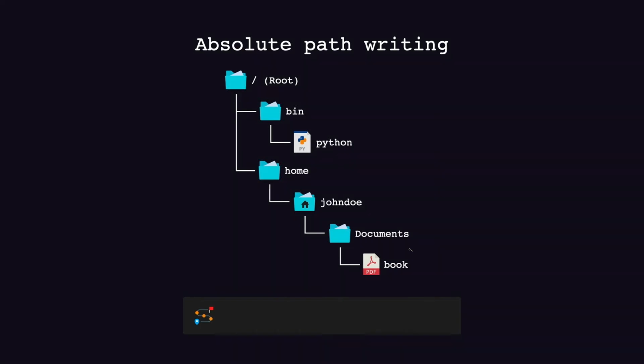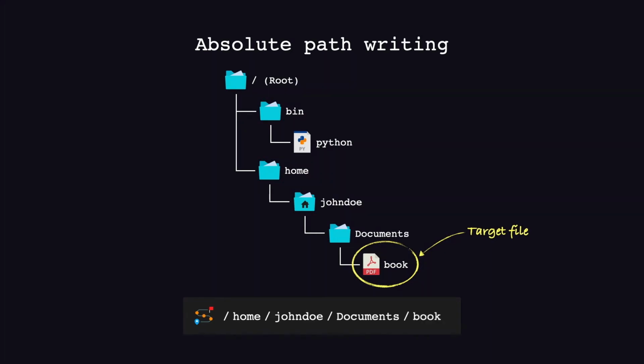To compose the absolute path of the book file, for example, we start by first writing a slash character representing the root directory. Then we add each directory up until the one containing our file, which is documents, separated by a slash character. And finally, we add our target file. As you can see, writing an absolute path is quite easy and straightforward, as it only requires following the directory tree structure from the top down.